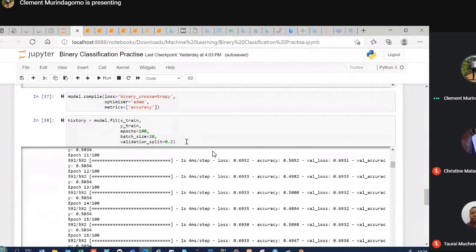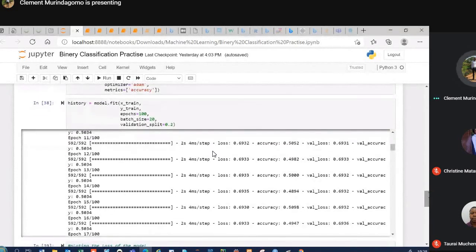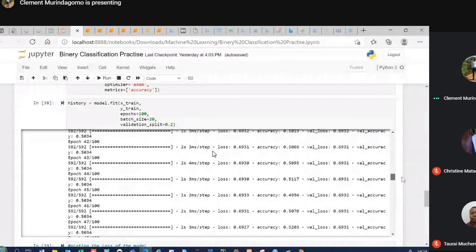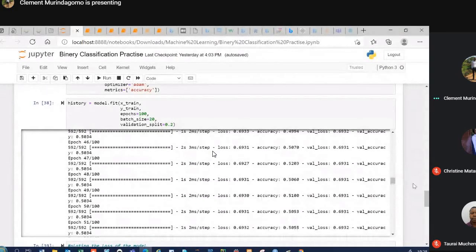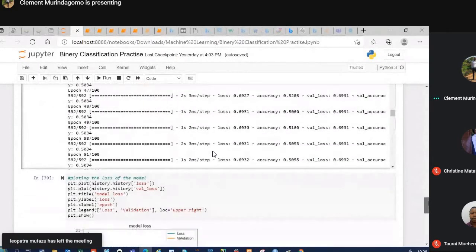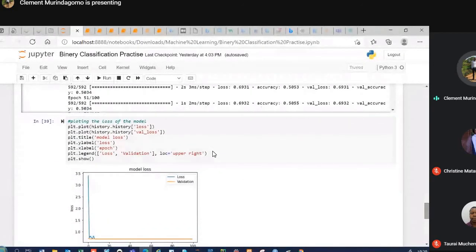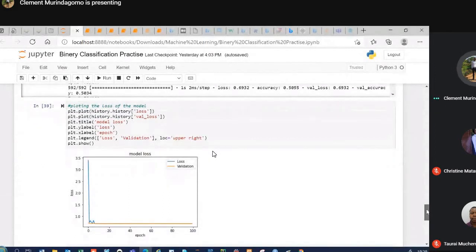This is where I was now fitting my model. Epochs of 100, then batch size of 20. These are the results. But my graphs ended up being fine. I don't know what was going on, but maybe you may correct me in terms of where I could have got it wrong.